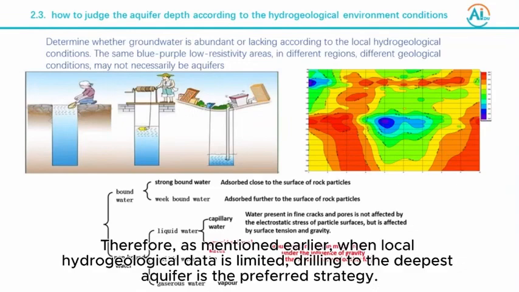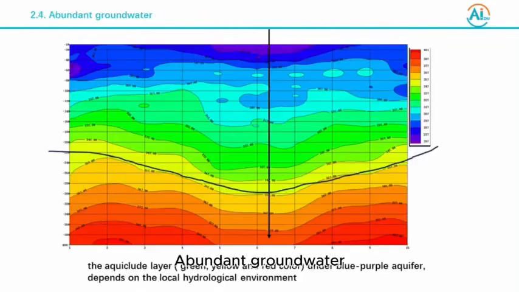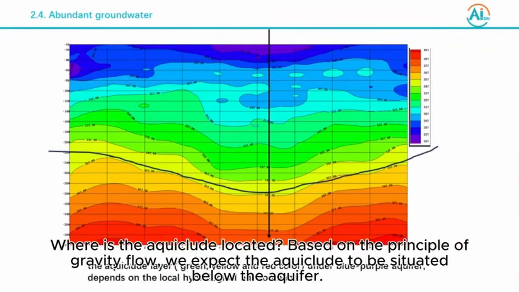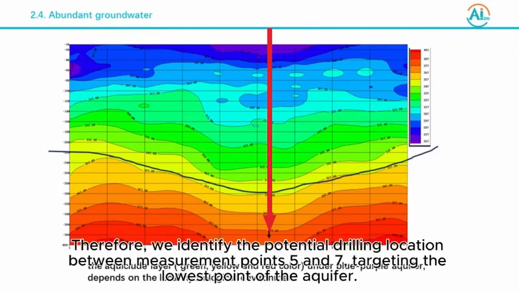Therefore, as mentioned earlier, when local hydrogeological data is limited, drilling to the deepest aquifer is the preferred strategy. Abundant groundwater. This image shows that the blue-purple areas represent unconsolidated geological formations containing aquifers, which exhibit low resistivity anomalies. Where is the aquiclude located? Based on the principle of gravity flow, we expect the aquiclude to be situated below the aquifer. Therefore, we identify the potential drilling location between measurement points 5 and 7, targeting the lowest point of the aquifer.